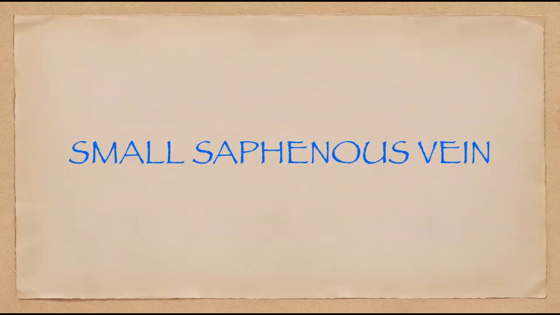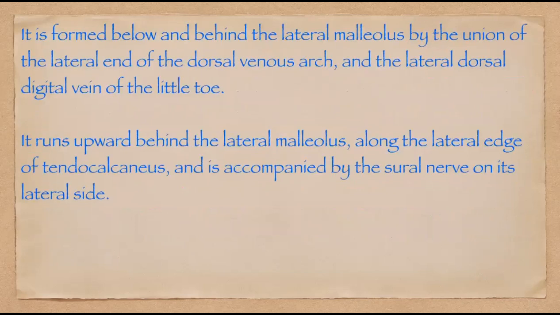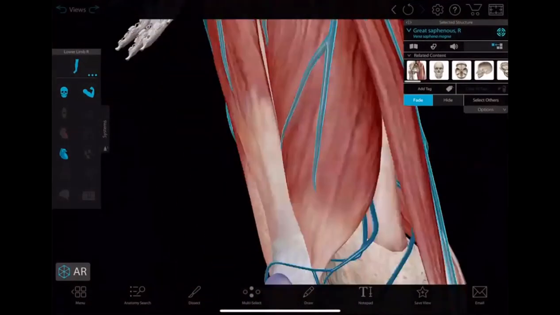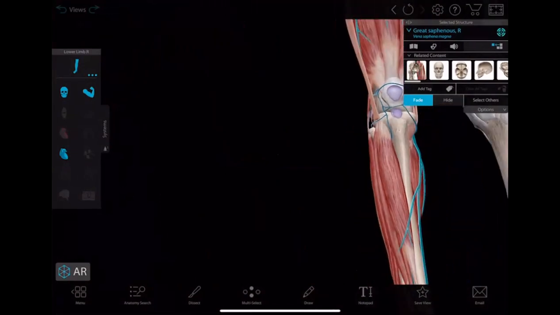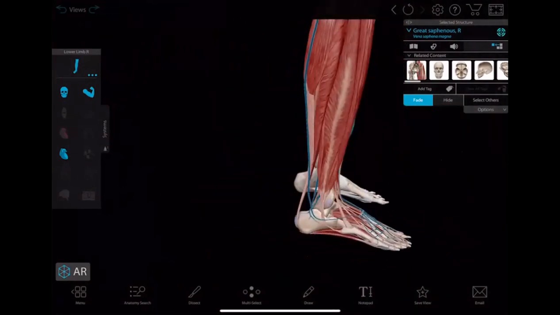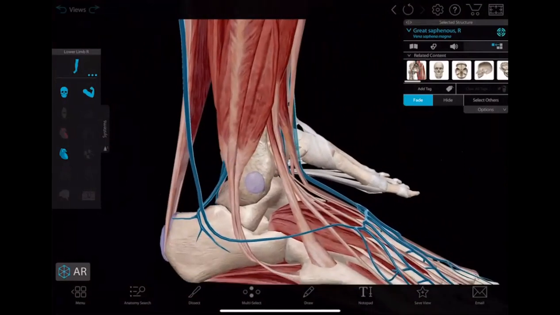Coming to the small saphenous vein, right? It is formed below and behind the lateral malleolus by the union of the lateral end of the venous arch and the lateral dorsal digital vein of the little toe, right? Okay, so you see that is the small saphenous vein, right?